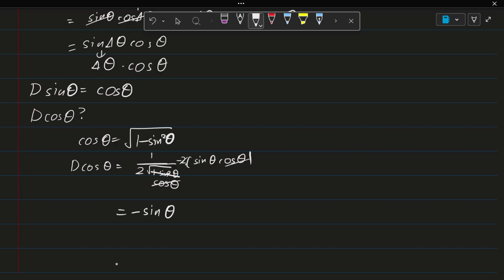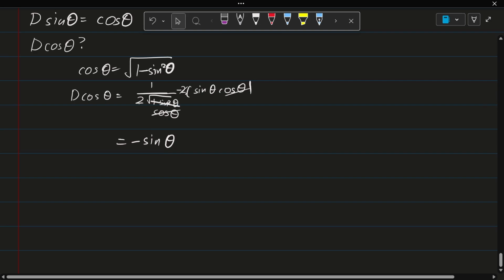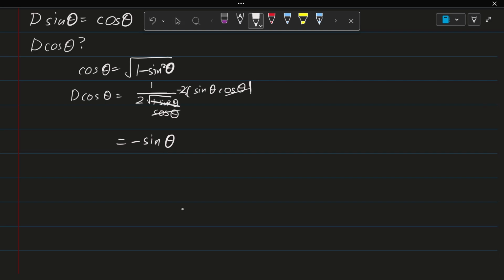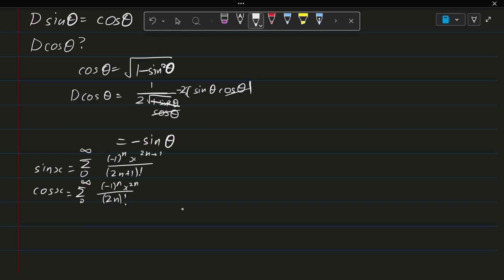With only these two derivatives, we are able to obtain the Taylor series of sine as well as cosine. The Taylor series of sine x is the sum of negative 1 to the power of n, x to the power of 2n plus 1 over 2n plus 1 factorial. And we can do the same thing for cosine. It's the sum from 0 to infinity of negative 1 to the power of n, x to the power of 2n over 2n factorial. This can be done just by using the definition of Taylor series. And by the way, the negative 1 to the power of n represents the switching of each value, so it is plus minus plus minus.